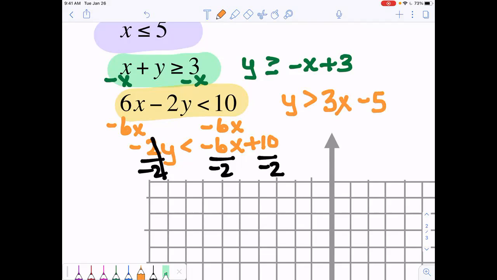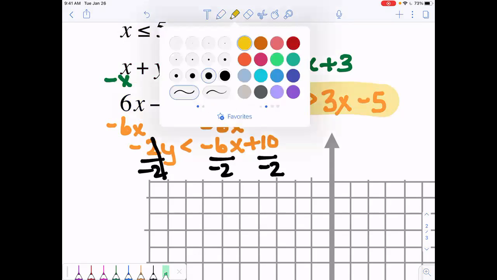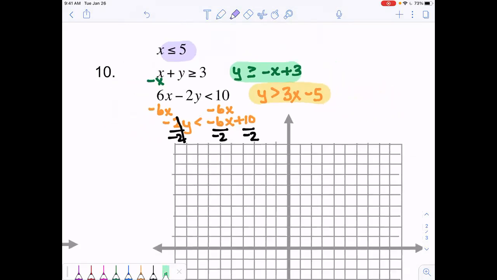So really, we are graphing this and that one, and the original one we didn't have to do anything to. So 3 lines are going to be graphed. Line 1 says x is less than or equal to 5.